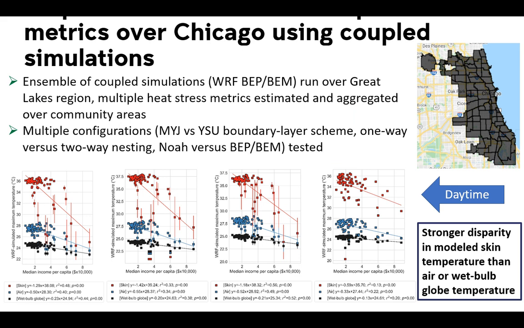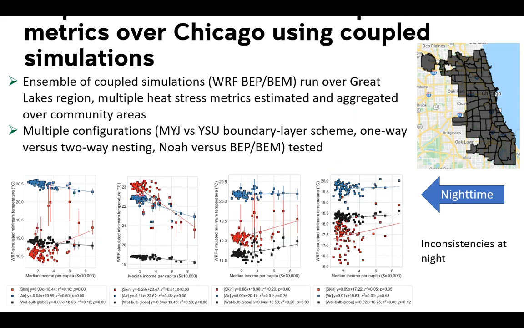Skin temperature shows strong disparities when you look at the slopes against per capita income. Air temperature shows less variability, and then finally wet bulb globe temperature, which includes not just temperature and humidity impacts, but also wind and solar radiation. However, for nighttime, there are a lot more inconsistencies, and part of that has to do with how the different models incorporate anthropogenic heat flux and how they interact with the boundary layer scheme. So we are still trying to figure out why there is this much inconsistency at nighttime.